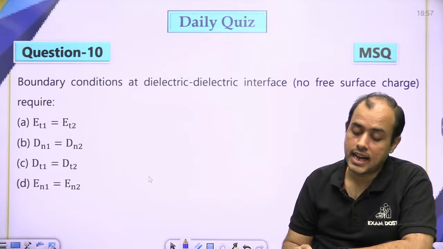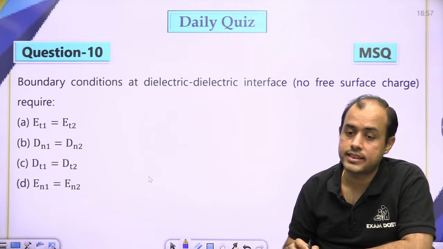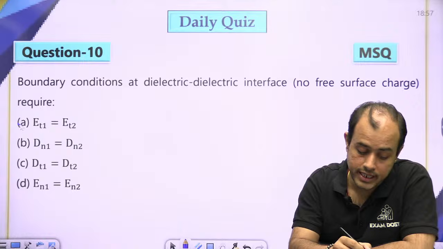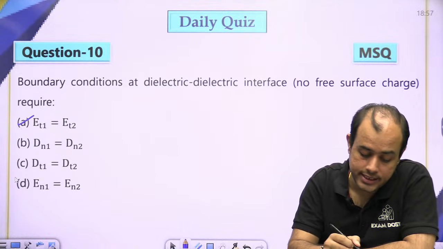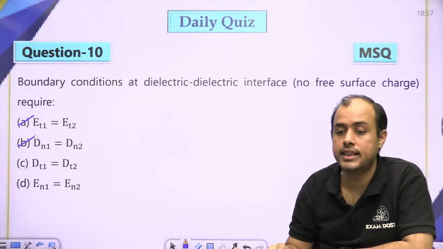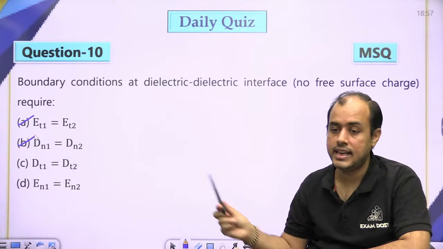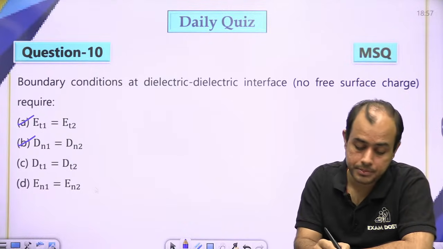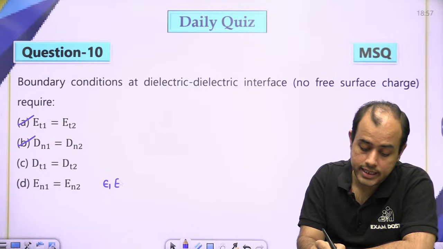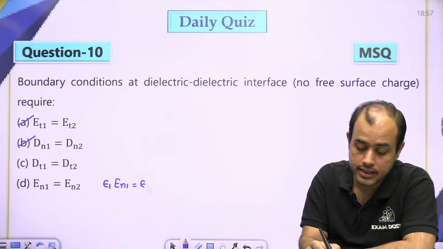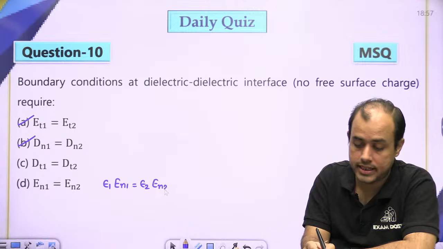Boundary condition at dielectric interface is no free surface charge. ET1 is ET2, EN1 is DN2. EN1 और EN2 बराबर नहीं होगा ना सुभादीप? Actually DN1 is epsilon 1 EN1, DN2 epsilon 2 EN2.